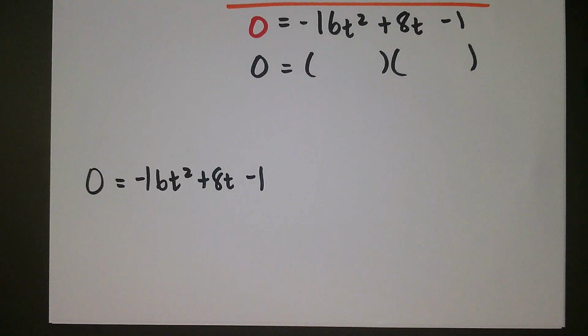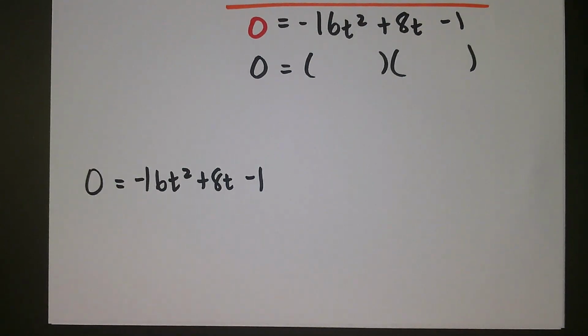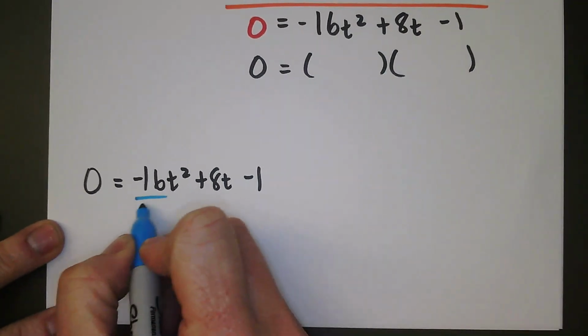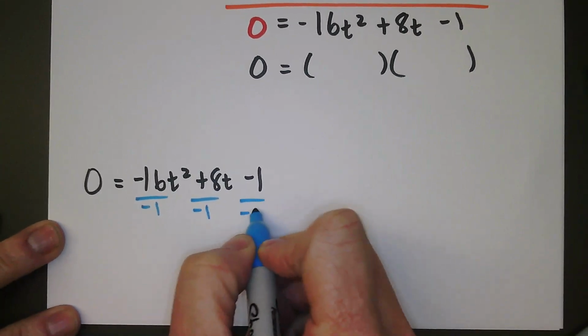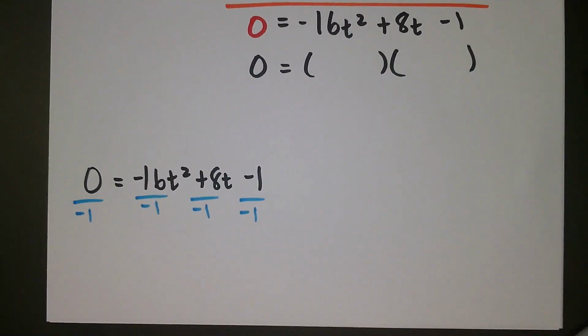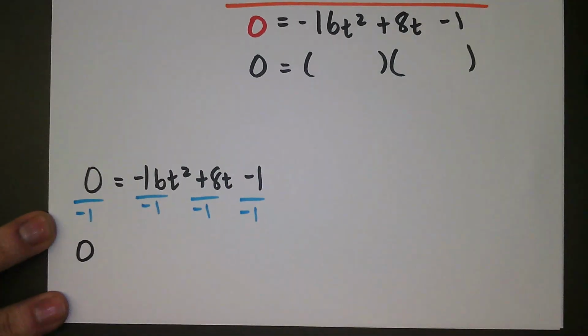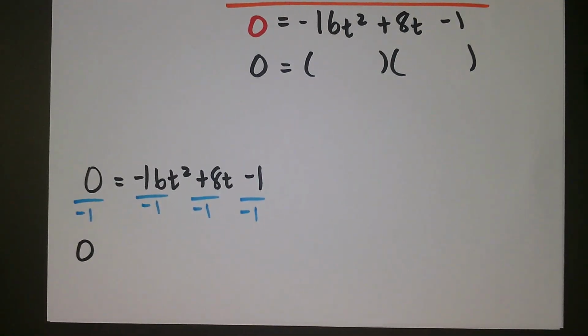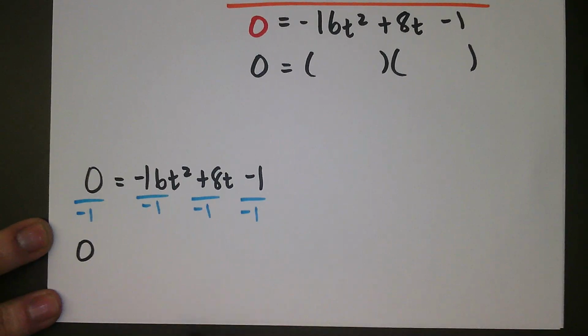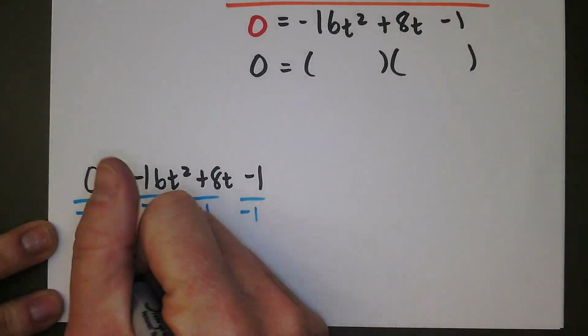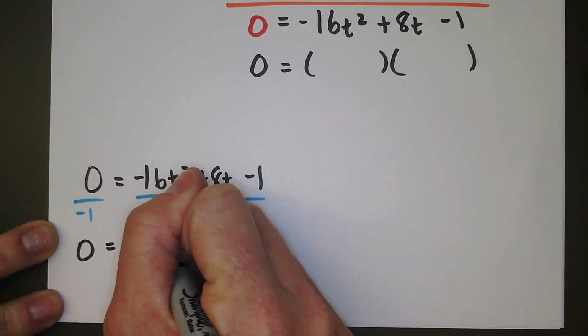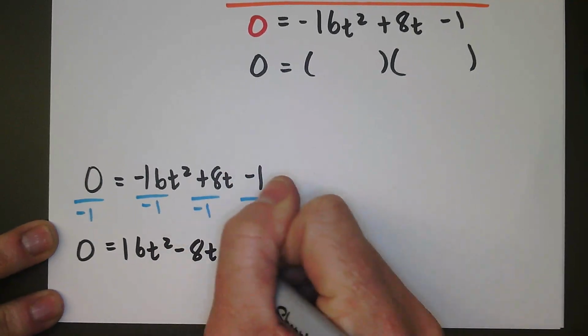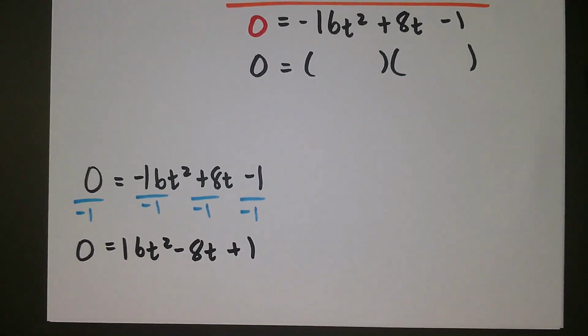Now, another thing that we've talked about is that we don't like having our first term being negative. So I'm actually going to divide every single term by a negative 1. That will end up flipping the signs for us. For the sake of solving this equation, it's not going to change the answers at all. What I'm doing is mathematically legal. It just makes factoring easier. We're going to have 16t squared minus 8t plus 1.